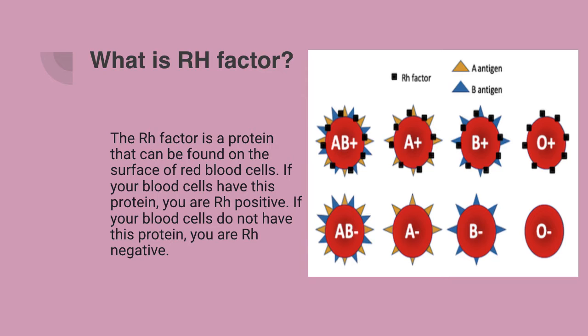There are various blood types you can have. You can have A, B, AB, or O. And based on whatever type you are, let's say you are type A, you have A antigens on your red blood cell surface. If you're type B, you have B antigens on that surface, and so forth.